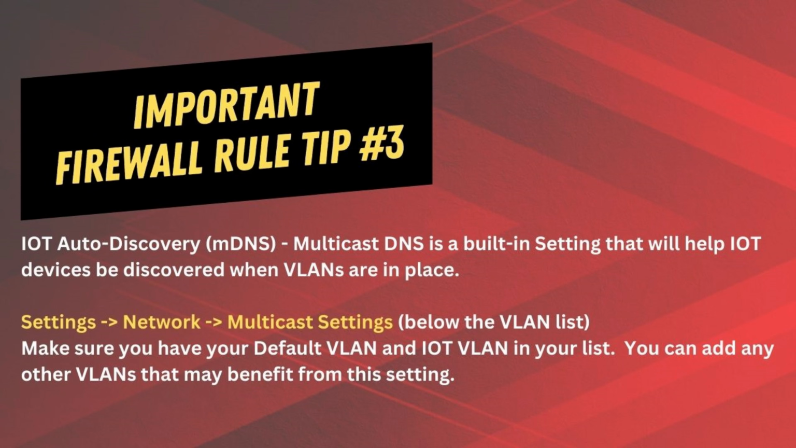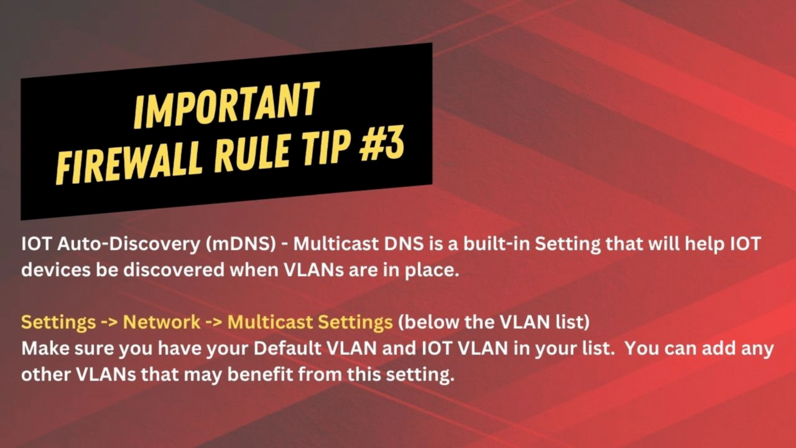Important firewall rule tip number 3, and this pertains to auto-discovering devices on your IoT network. So Ubiquiti used to call this mDNS. It's even referred to as that in there, but they've actually changed the name to IoT Auto Discovery, which I think is a much better name. But basically what this is doing, it's using a protocol called multicast DNS that's built in. It's a built-in setting, and it's made to help your IoT devices be discovered when VLANs are in place.